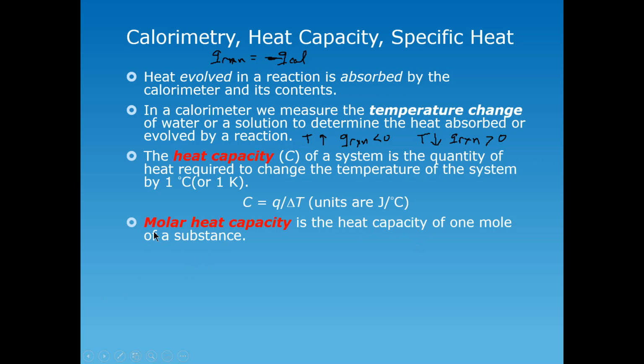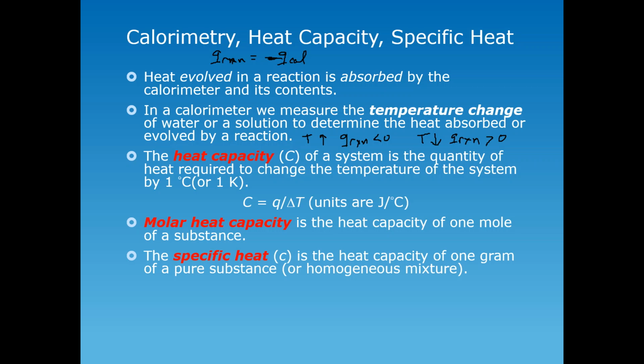Then we have what is known as a molar heat capacity. Now, to be honest, I don't anticipate us using this particular definition or applying this to any problem-solving exercises, but I'll just explain what it is. It is the heat capacity of 1 mole of a substance. And then we get to the specific heat, which is symbolized by lowercase c, which is the heat capacity of 1 gram of a pure substance or of a homogeneous mixture, all right?